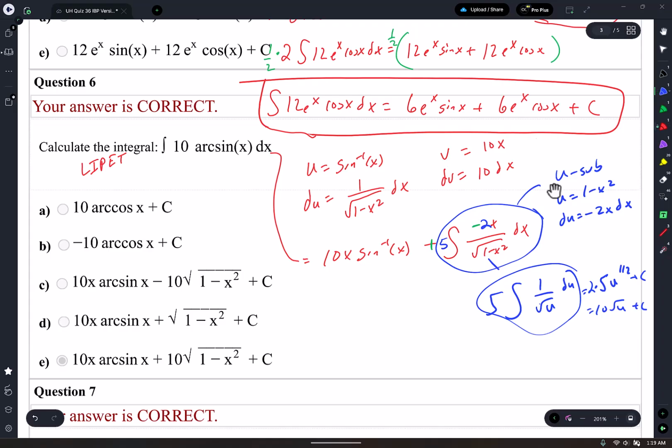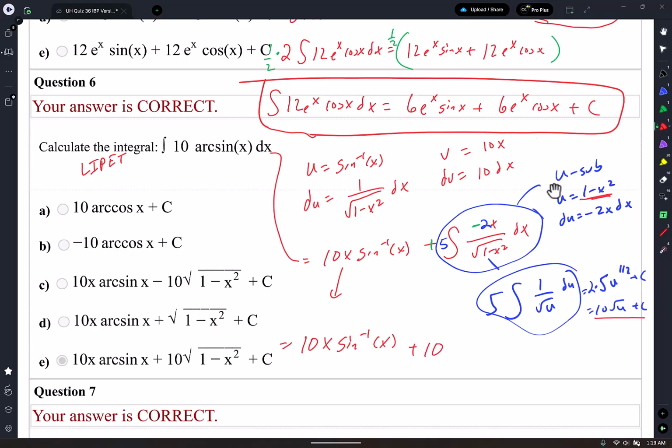But remember, that was not what the original was. So what's my final answer? So I'm going to drag this down. 10x arc sine of x. And then I see a plus what? So 10, and what was my u? 1 minus x squared. So 10 square root of 1 minus x squared plus C. And there it is.